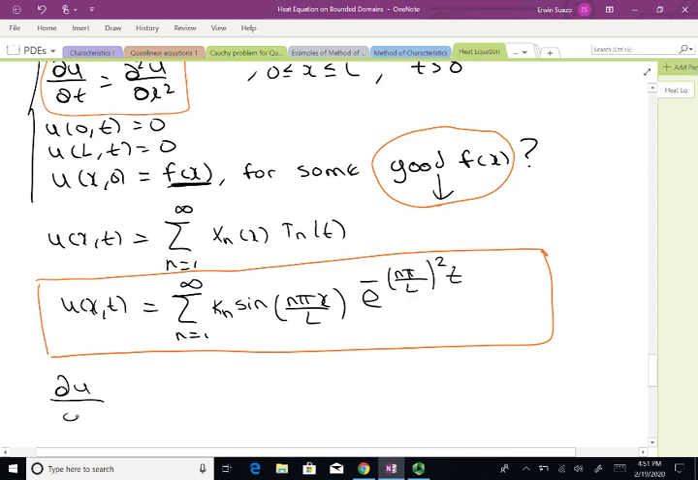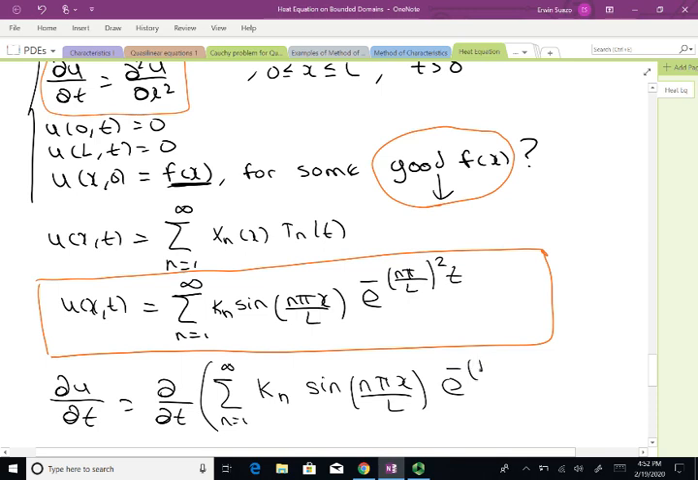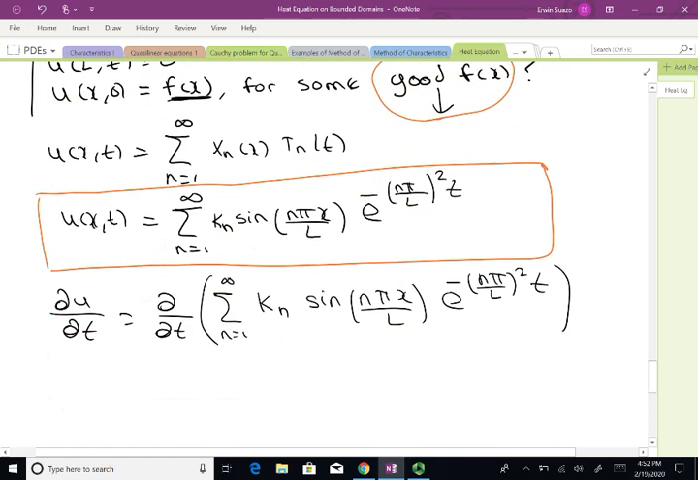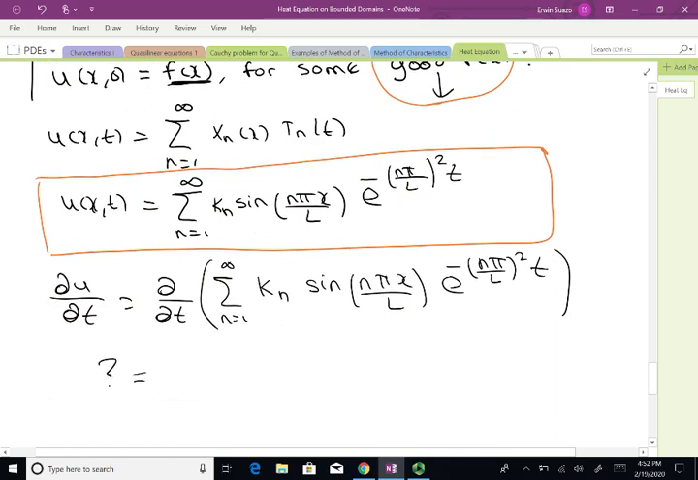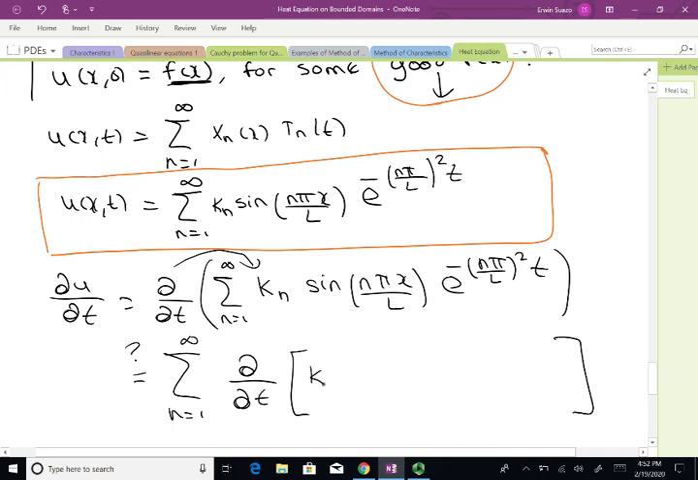So this is u. If I take the derivative of u with respect to time, u is all these infinite sums: the sum for n equals 1 to infinity of k_n sine(n pi x over L) e to the minus (n pi over L) squared t. The question here is, can I do this? What is my mathematical basis? Can I interchange the derivative with the sum, the sum from n equals 1 to infinity of the derivative with respect to time of k_n sine(n pi x over L) times e to the minus (n pi over L) squared t?